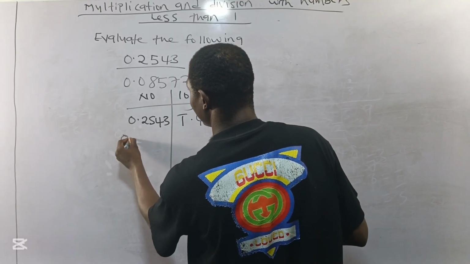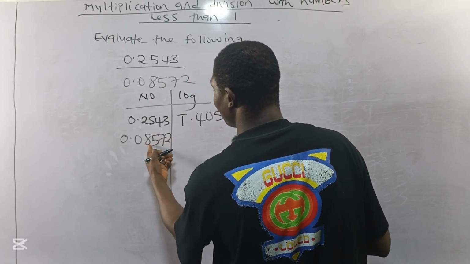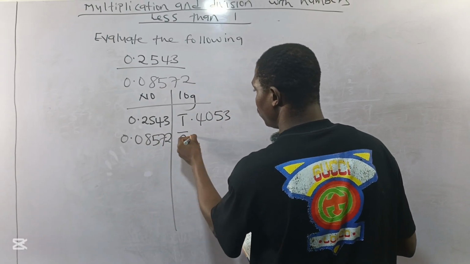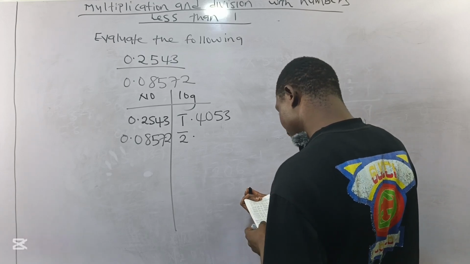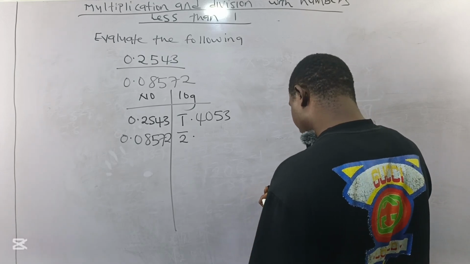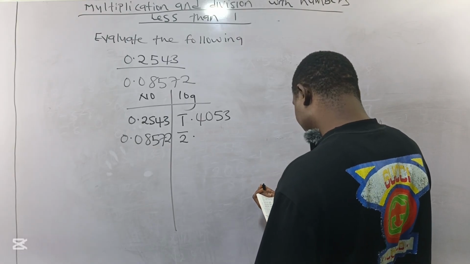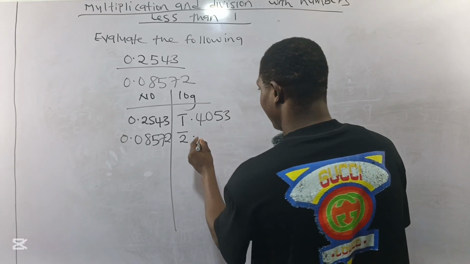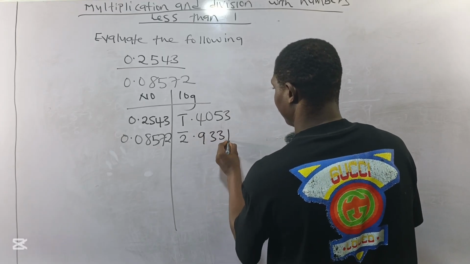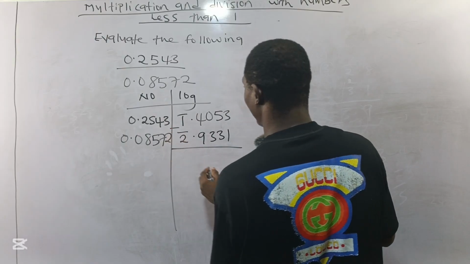And we also have 0.08572. 2 zeros before the real number simply implies bar 2 points. And we have 85 under 7, difference 2. 85 under 7 will give us 9330. Difference 2 is 1. So we have 9331. And because of this division sign, we have to subtract.